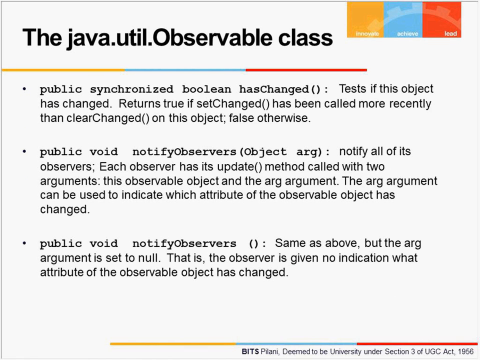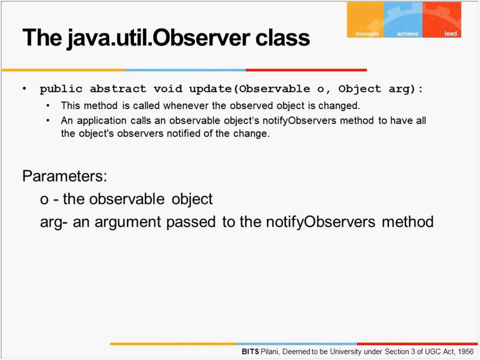Then there are the methods has changed and notify observers, which iterate over all the existing observers and notify them, right? So you can go through this documentation. Then this observer has the update method. I'll quickly show you the implementation.